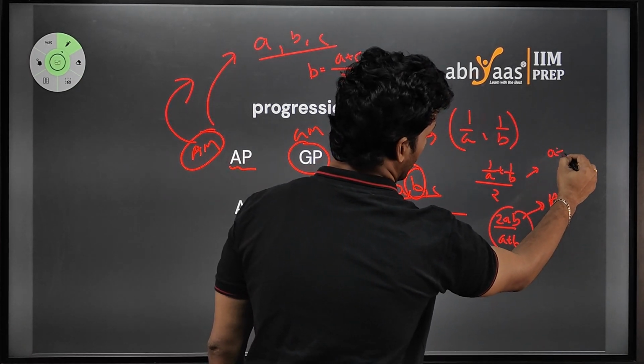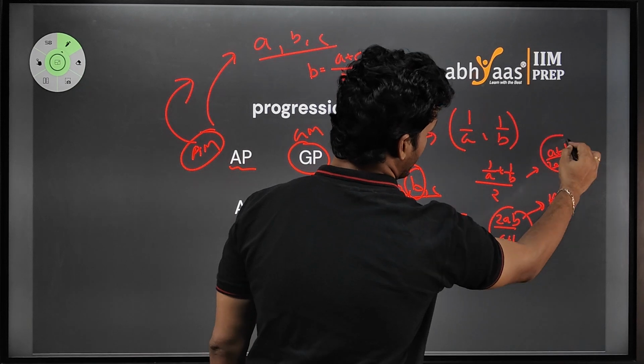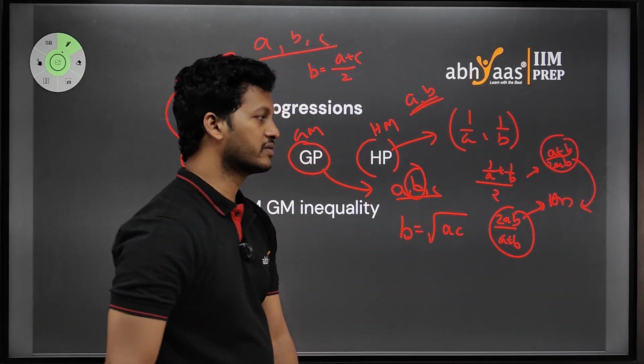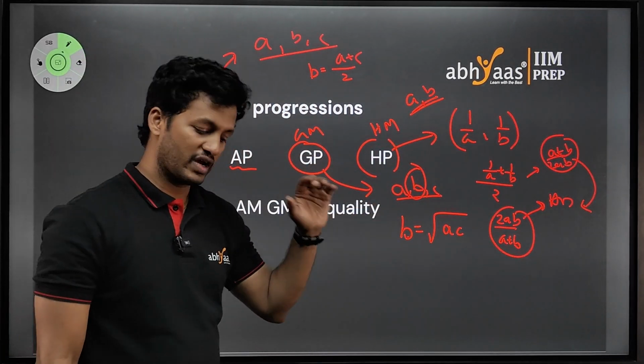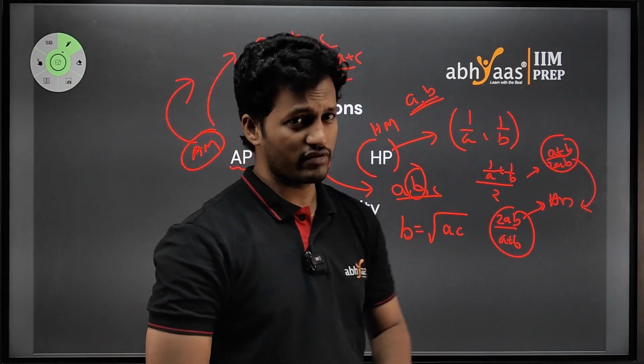Here we get A plus B by 2AB as the arithmetic mean of the reciprocals. The reciprocal of that will become the harmonic mean. So these things have to be remembered whenever we go into solving progressions.